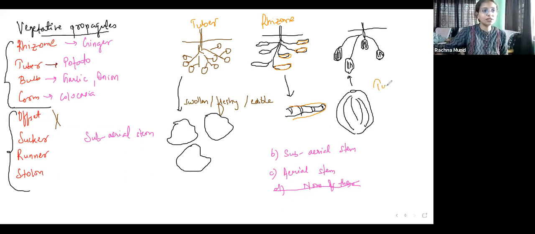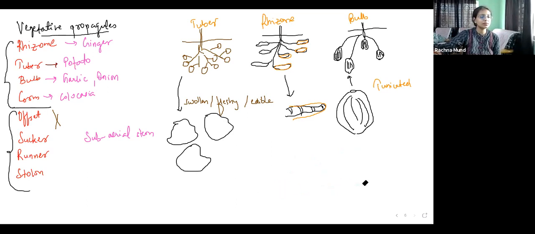And this is last. Tunicated. We call this the tunicated. This is your bulb. Okay, right? So we have tuber, rhizome, and bulb. Now tell me, if I ask you to define rhizome, what shall you give me the definition as? Chintu, try. You are silent for a long time.